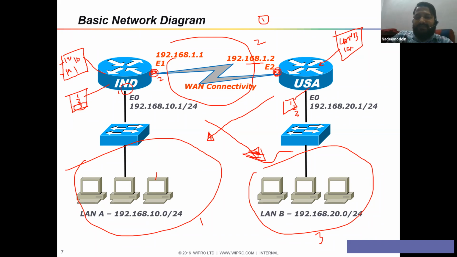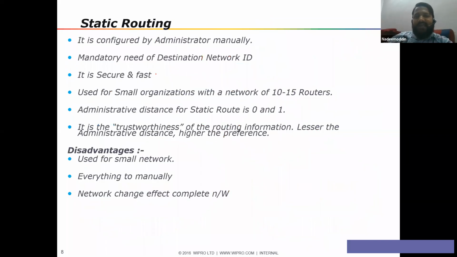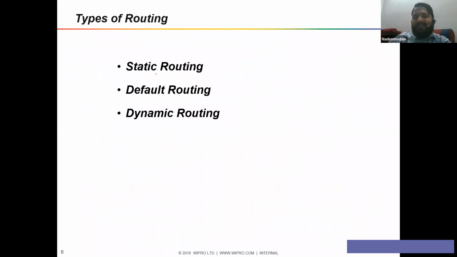Then only you will see all three routes, and there will be communication. So static routing is configured by the administrator. There are three types of routing: static routing, default routing, and dynamic routing. Static routing, manually you need to set up and update the route. Default routing is used for the internet, and for dynamic routing, we use protocols.